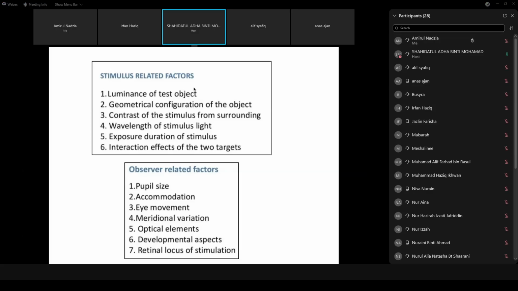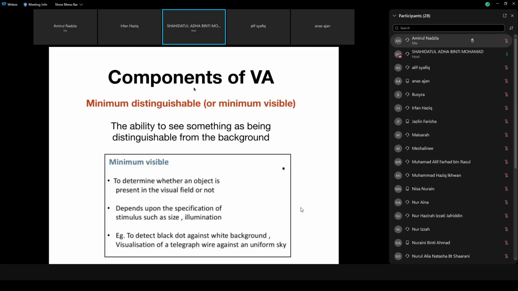And then the optical elements. Optical elements means the state of the cornea and lens, because the cornea and lens are part of the optical elements of the eye, because they're transparent and allow the light to pass through. Other than that, the developmental aspect of the patients, or the subjects, and the retinal locus of stimulation, which means the area of retina being stimulated.